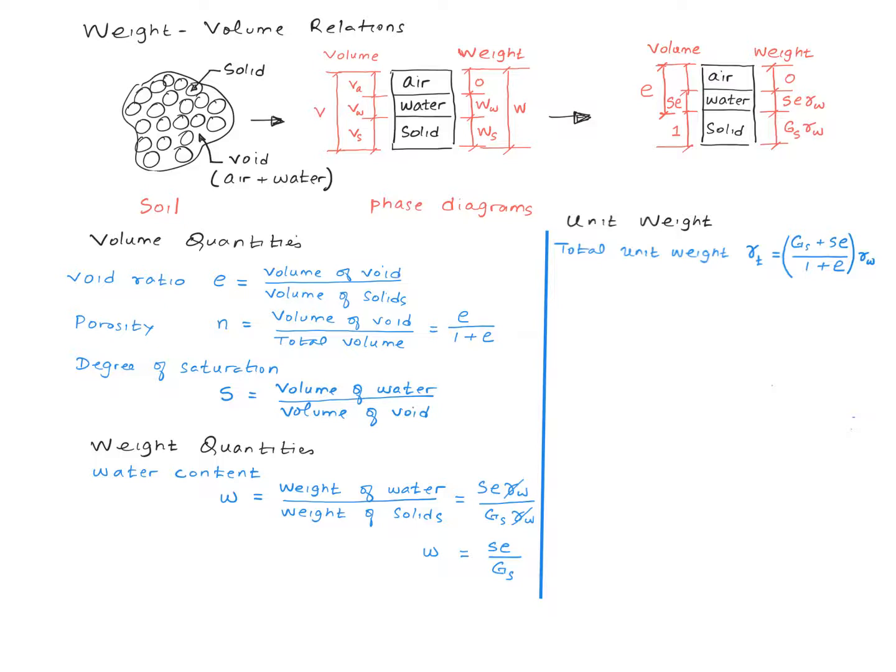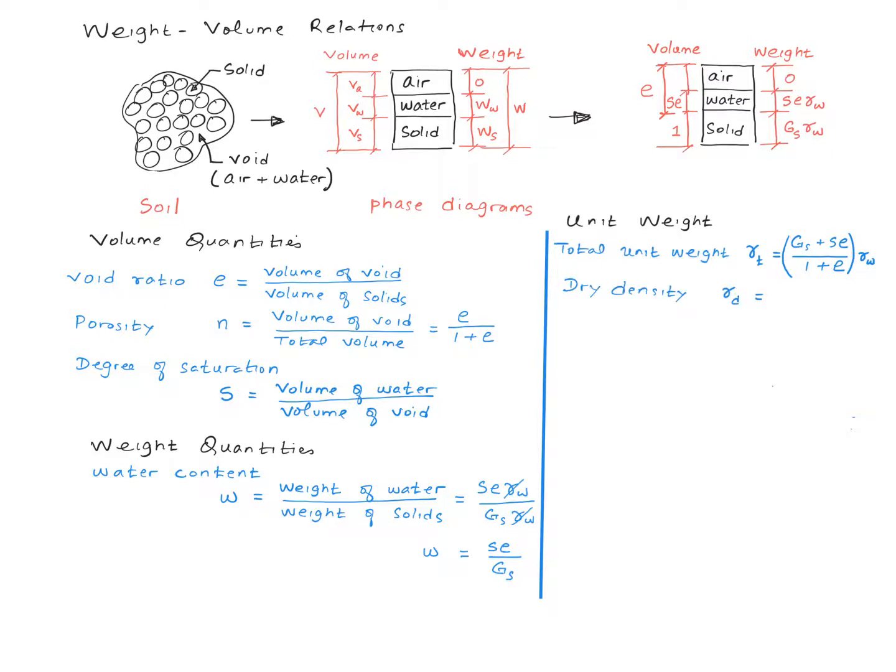So now we have an equation for the total unit weight. Total unit weight is a function of the specific gravity of solids, degree of saturation, void ratio, and the unit weight of water. So this quantity right here can be thought of as a specific gravity for the total unit weight. It basically tells you how heavy the soil is in comparison to water.